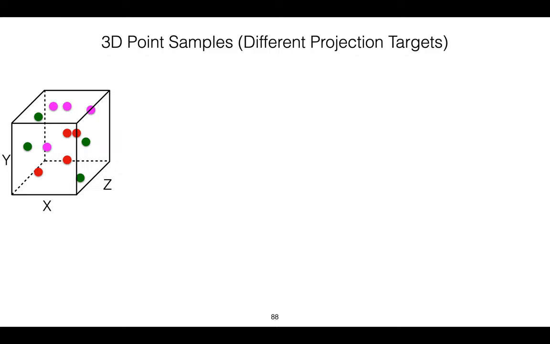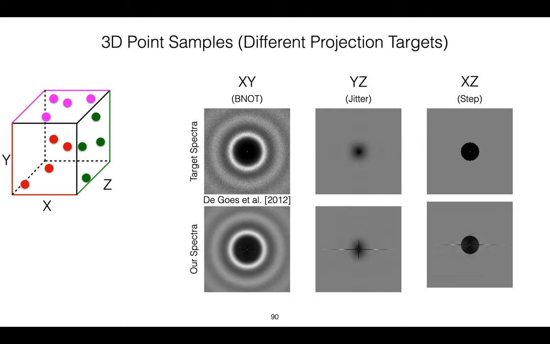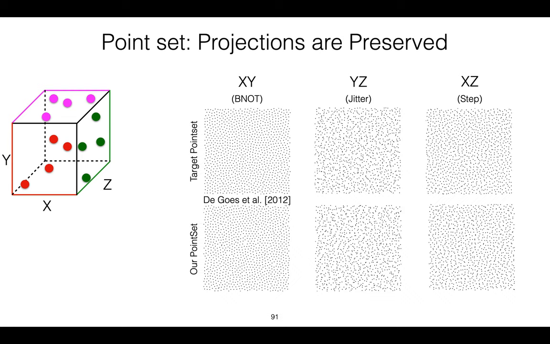We wanted to do something different. We said, what if you want a different Fourier power spectrum in each of the projections? For example, in XY you want a blue noise power spectrum which has this characteristic distribution. In YZ you want a stratified power spectrum. And in XZ you want a power spectrum with this step-looking behavior. Our network gives perfectly nice results there. It matches the target very well. There are some anisotropic structures because of the interactions between different projections, but the overall behavior is well preserved, and the underlying point set is also well preserved.